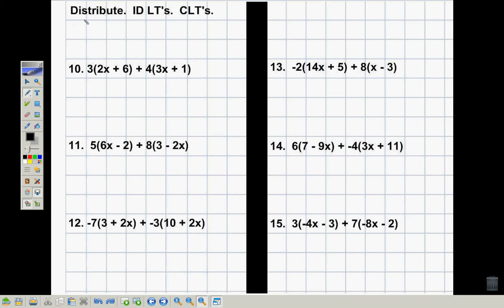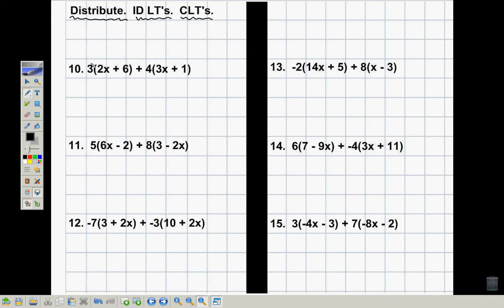You need to distribute, and we'll talk about what that means. You need to identify like terms, and you need to combine like terms. So it's really 3 tasks that you're working on here. First is, can you distribute? And distribute, again, means to multiply a term outside of a set of parentheses against each term inside the parentheses.